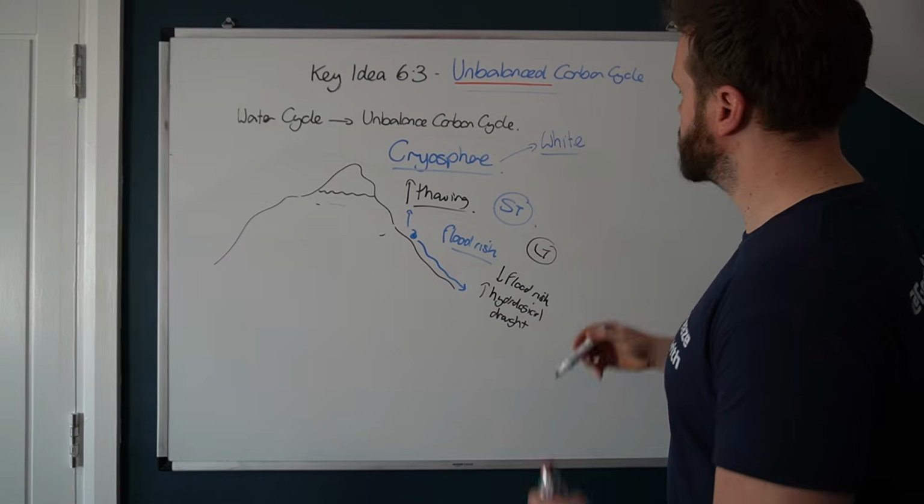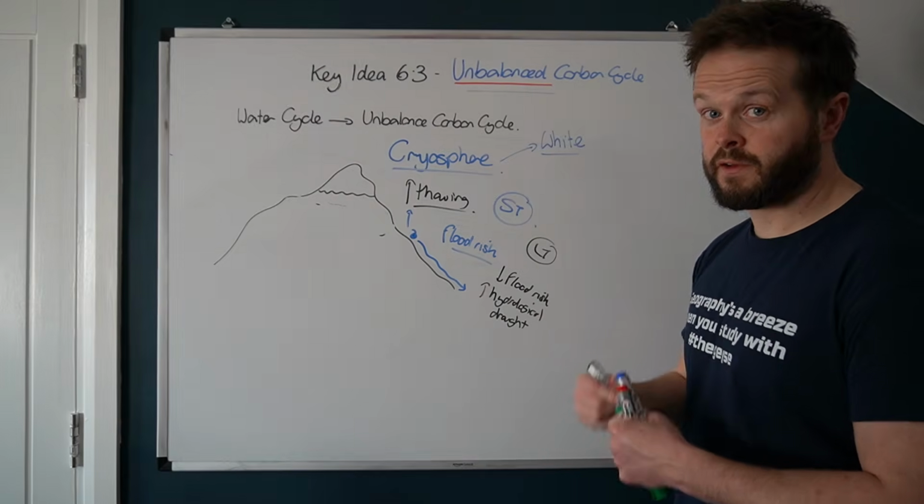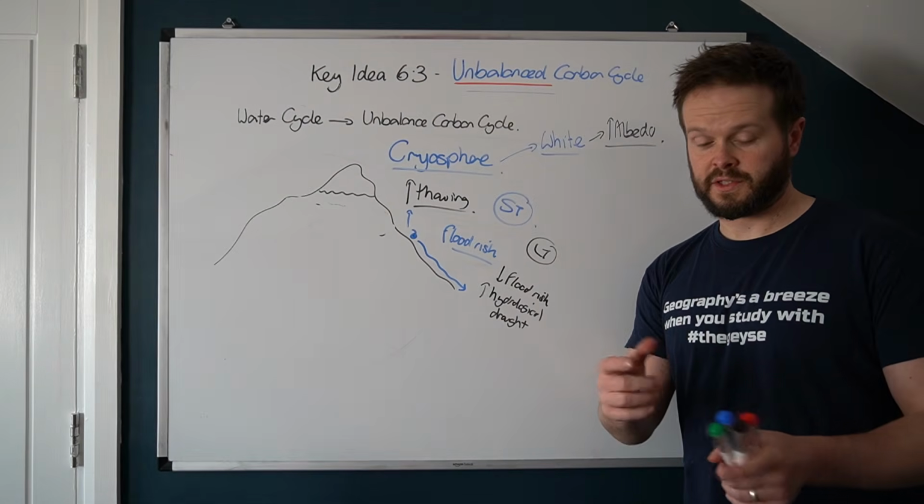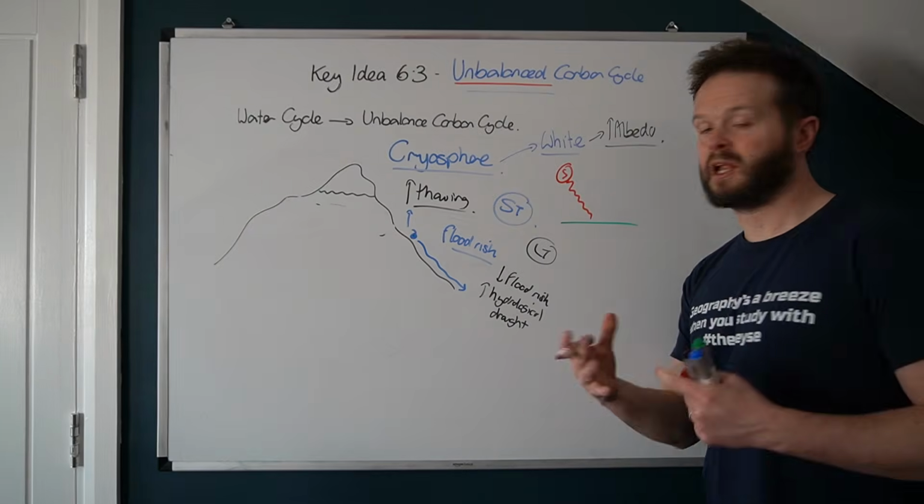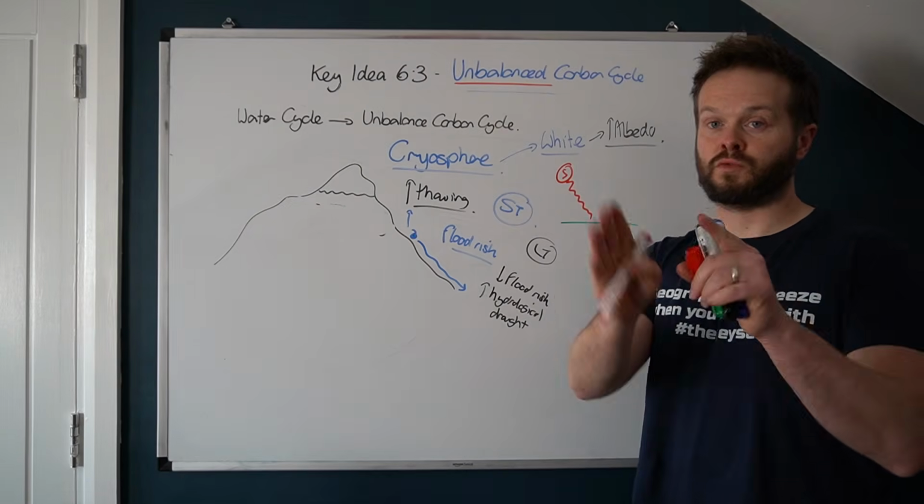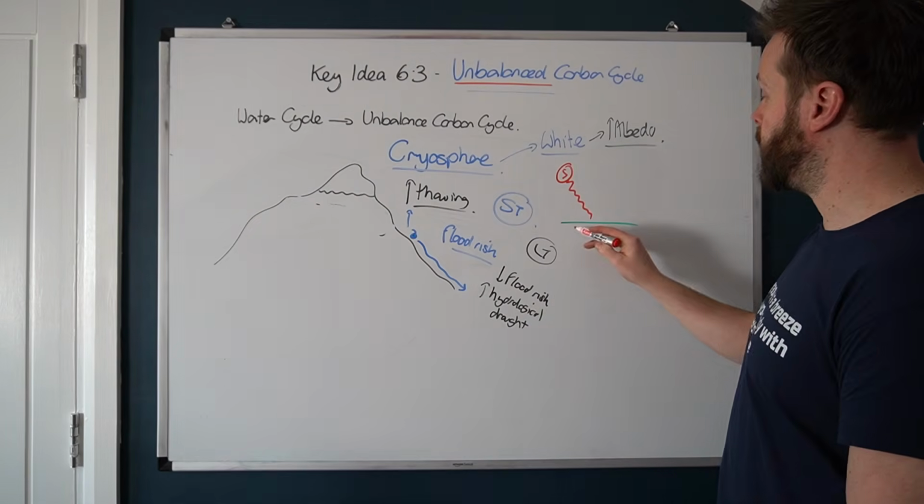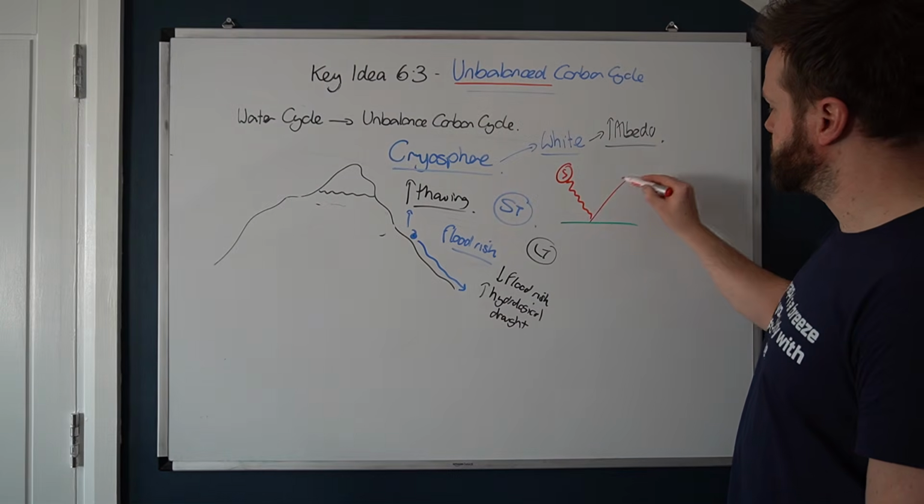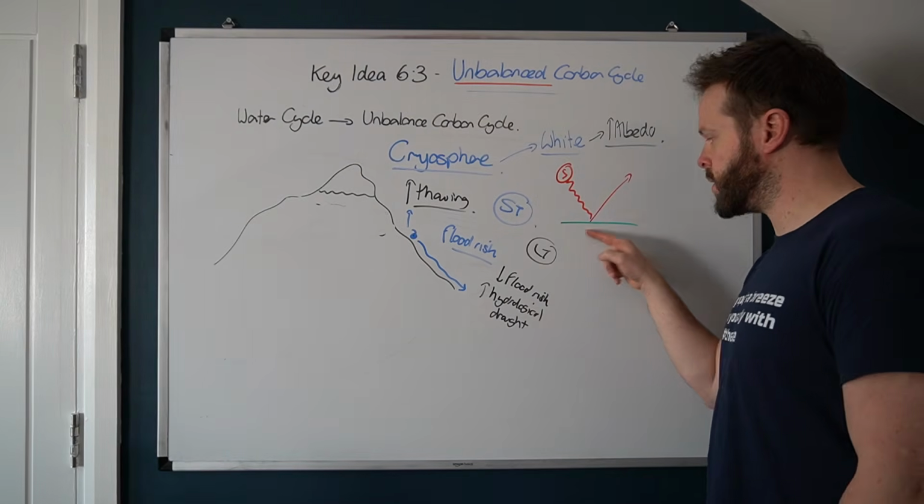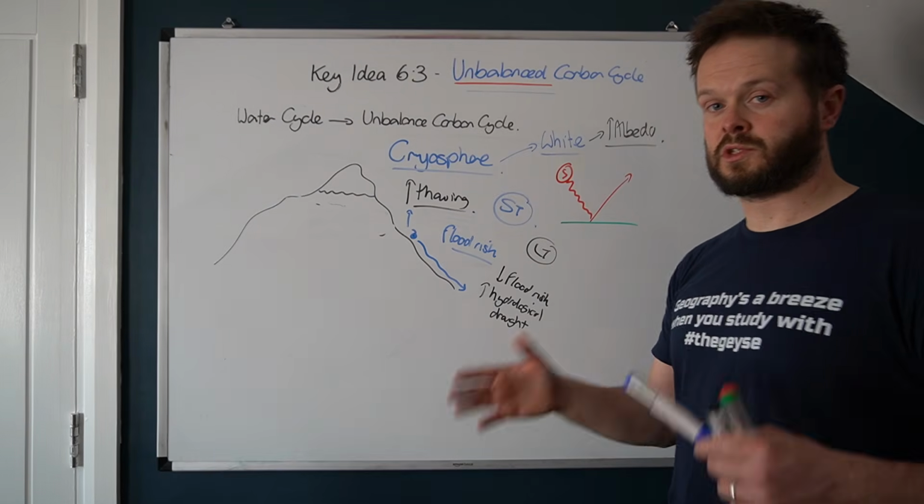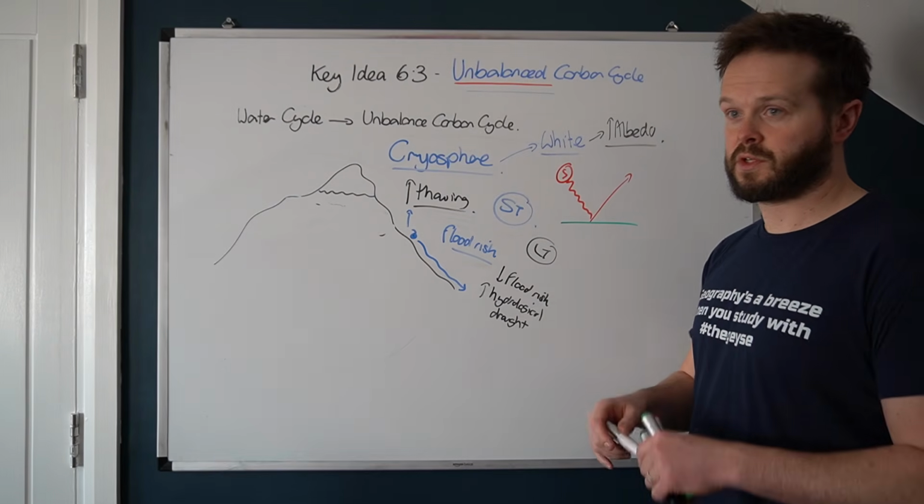When you've got a white surface, that increases the albedo of the Earth's surface. So what do we mean by albedo? Albedo is essentially the ability of a surface to reflect incoming solar radiation. So if we've got a white surface, incoming solar radiation simply, boom, bounces off it. There's no absorption and therefore no re-radiation as long-wave infrared radiation. So there's no warming effect.